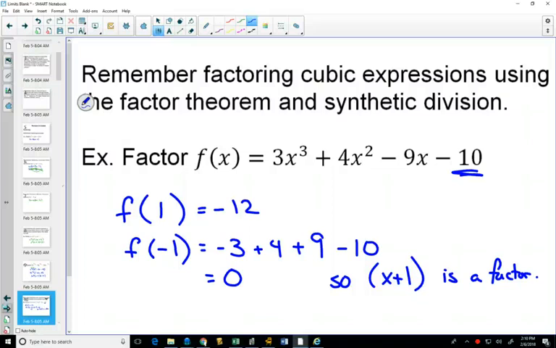So the remainder theorem says when you plug in a value, whatever answer you get is your remainder if you were dividing by that value. So for f of 1, that means if I divided this by x minus 1, I would get a remainder of negative 12. Since my remainder is not 0, that means x minus 1 is not a factor. But when I plugged in negative 1, I got a remainder of 0. That tells me that x plus 1 is a factor.